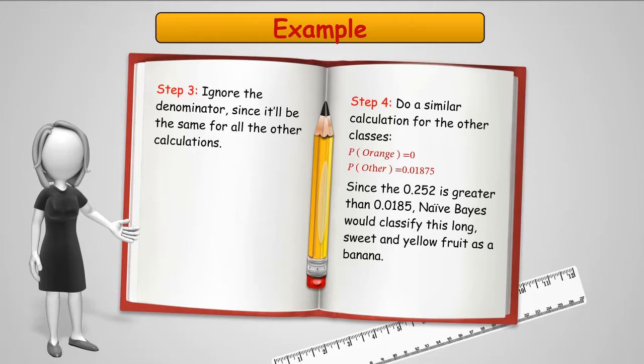Now in this case we can ignore the denominator since it's going to be the same with all three calculations. So now we do the similar steps to compute the probability of it being an orange and the probability of it being other. And we get 0 for the probability of it being an orange, and we get 0.0185 for the probability of it being other. Now, since 0.252 is greater than 0.0185, the naive Bayes model would classify this long, sweet, and yellow fruit as being a banana.